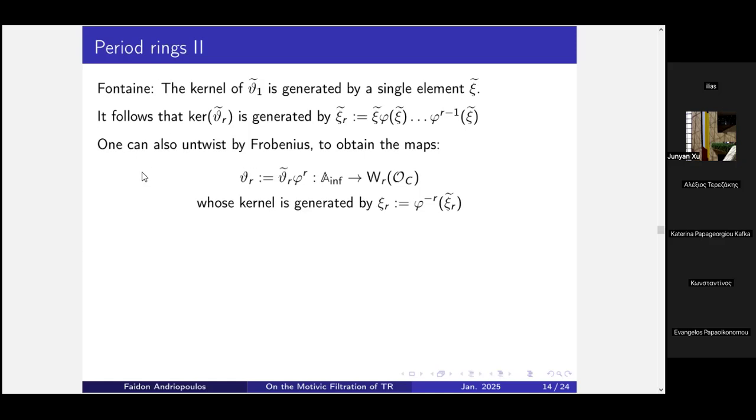In a similar fashion, instead of theta r tilde, one can also have untwisted versions of these maps, where we precompose with a Frobenius on A_inf and obtain maps theta r from A_inf to W_r of O_C. Their kernel is generated instead of by the elements xi r tilde, by elements I call xi r, which are inverse images, with respect to the r-th power of Frobenius, of this xi r tilde element.